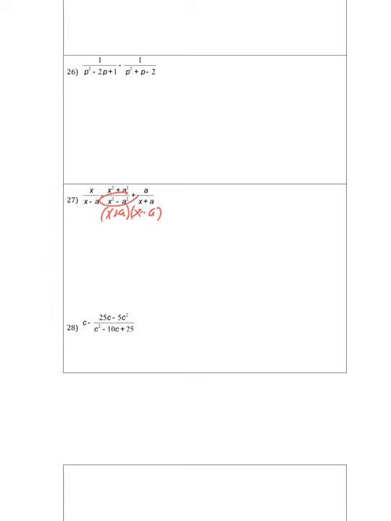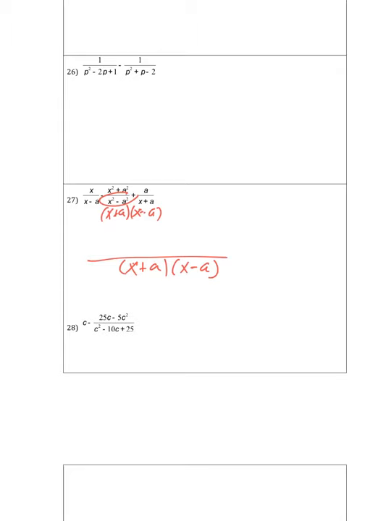So the first fraction has a denominator of x minus a, the second one has x plus a times x minus a, and the third one has a denominator of x plus a. So my least common denominator is going to be x plus a times x minus a.